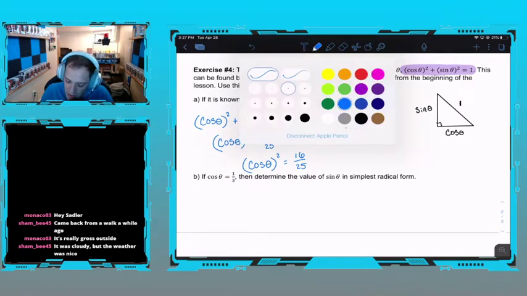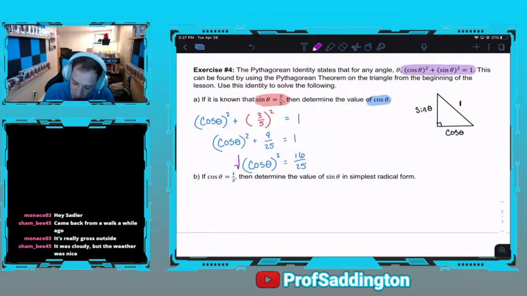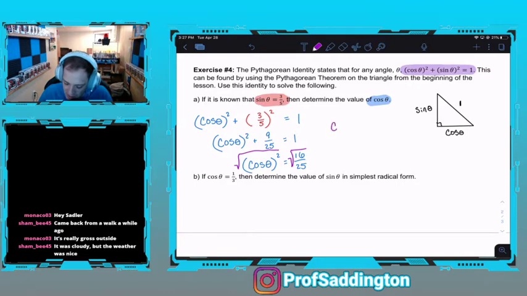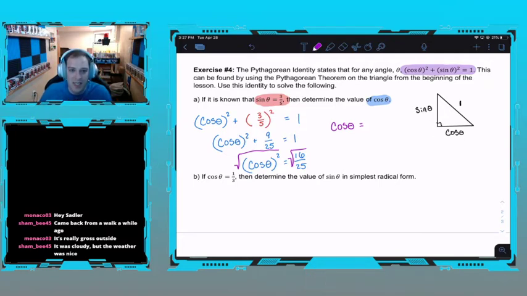Now, in order to get rid of a squared, we got to square root both sides. So the squareds would cancel out on the left, and we're left with cosine theta is equal to, well, if you do the square root of 16, that's going to be 4. And if you do the square root of 25, that's going to be 5.